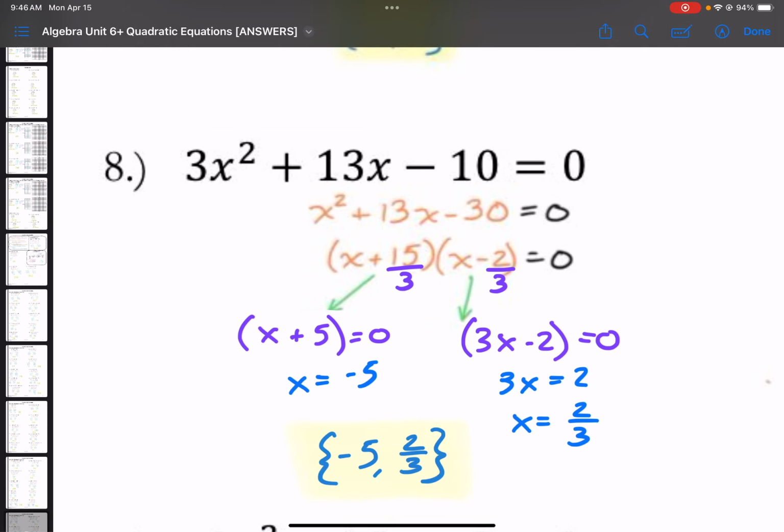Go ahead and continue to practice this. This is a tough concept, so there's more than enough practice in your packet.